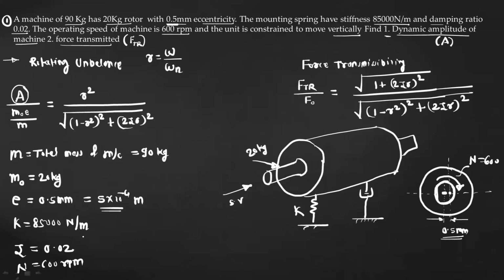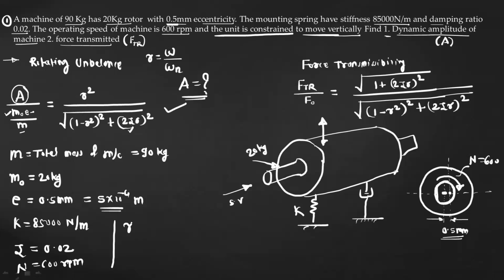Okay. And the unit is constrained to move vertically. That means there are only vertical vibrations. Okay. So this is the direction for the motion. So now the question is, what is the dynamic amplitude? That means we have to find out the value of the capital A. So we will use this equation, that is for the rotating unbalance. So if you refer to this equation, what is given? m0 is given, e is given, total mass is given, okay? Zeta is given, r is not directly given. That means we have to first find out the frequency ratio.